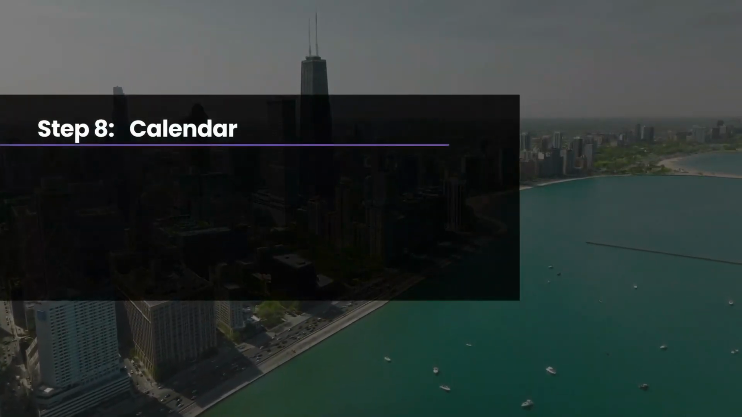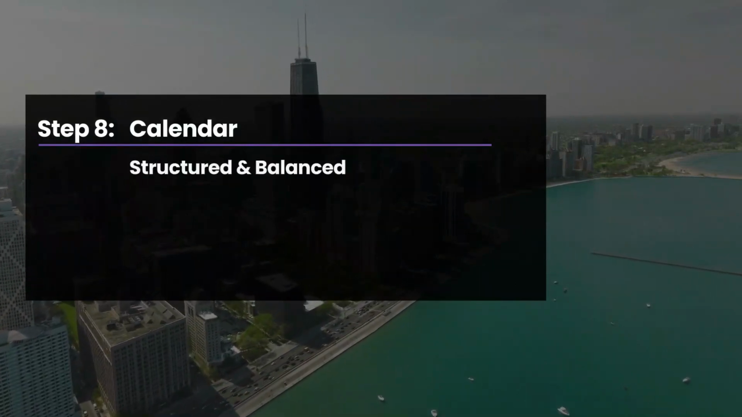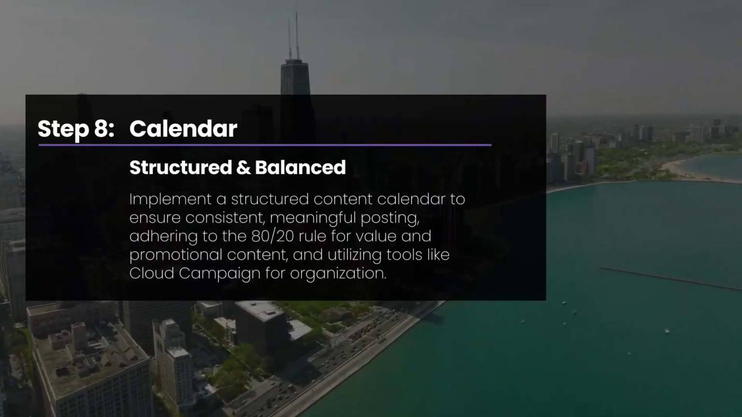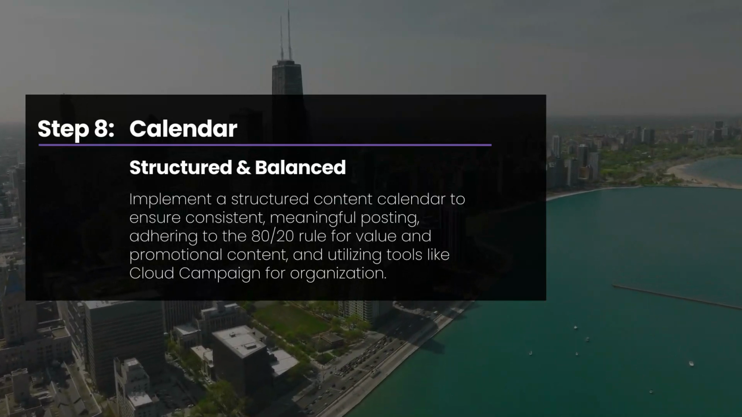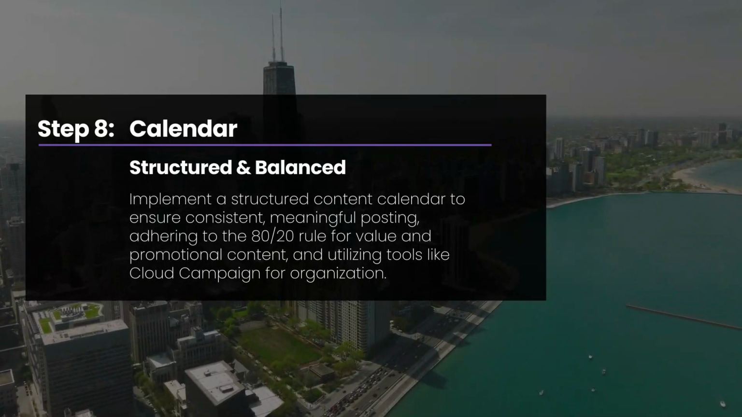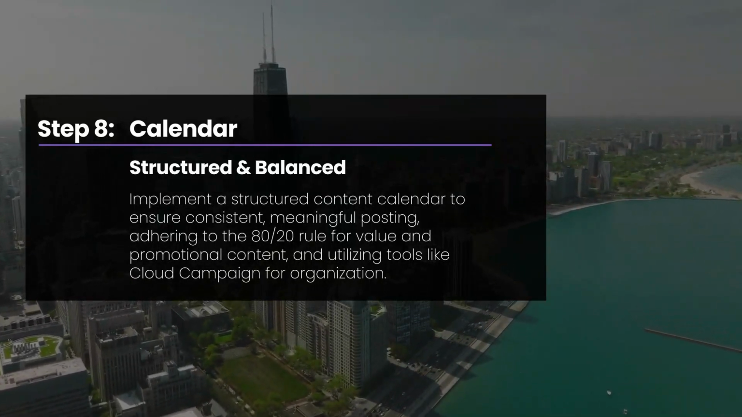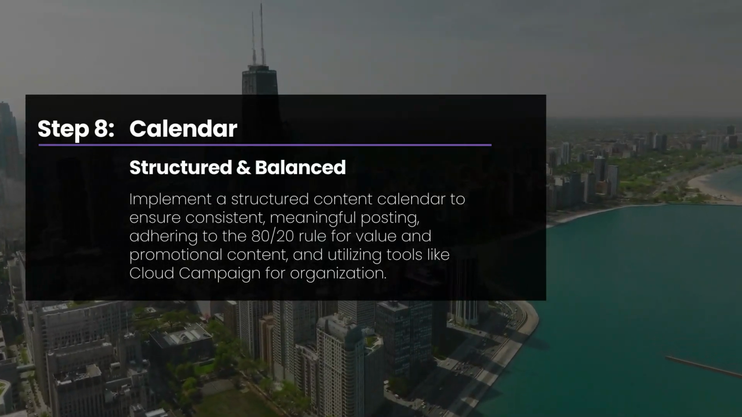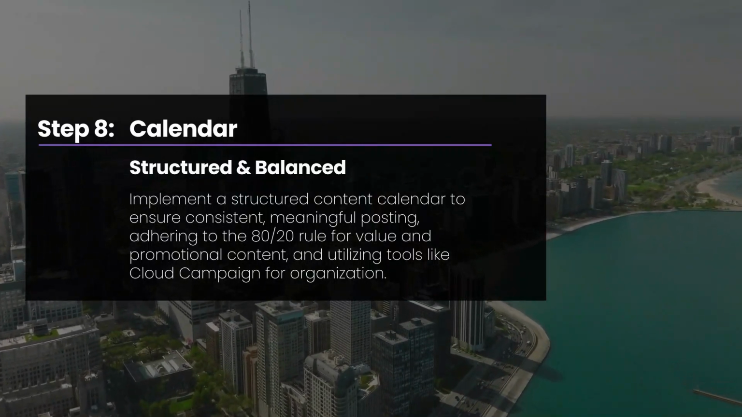Step 8. Creating a structured content calendar. Having a content calendar in place is fundamental to having a consistent and meaningful posting schedule. Rushing at the last minute can lead to having an inconsistent flow and mistakes in scheduling. A balanced content calendar traditionally reflects the 80-20 rule, where 80% of your content should focus on providing value and entertainment to your audience, and the other 20% can be used for promotional activities. This is where using a system like Cloud Campaign can be helpful, as it will keep all of your clients organized with their own calendars and multiple scheduling methods.